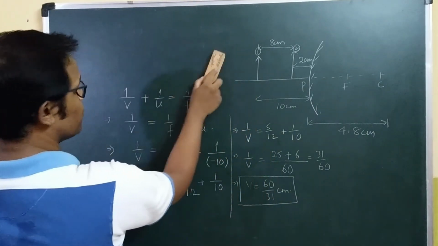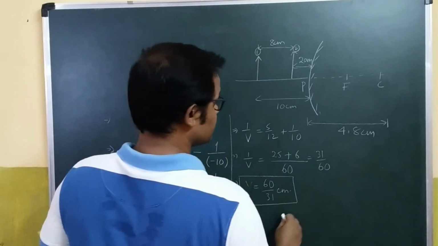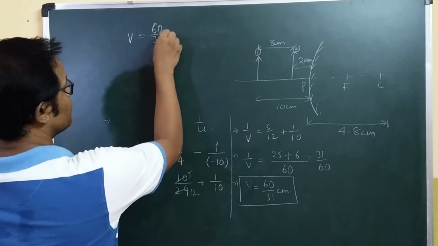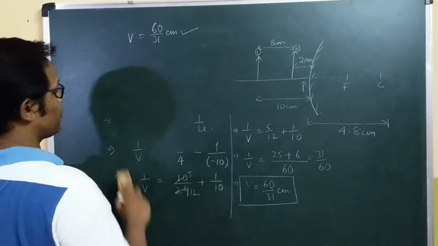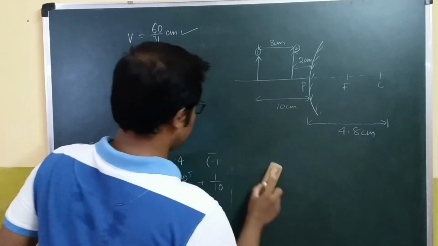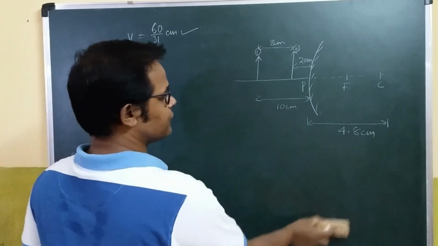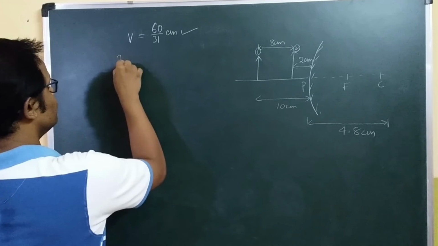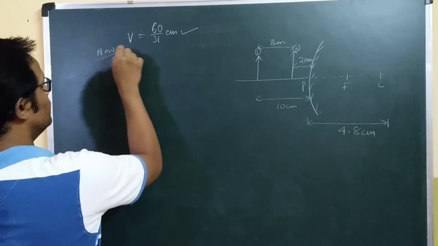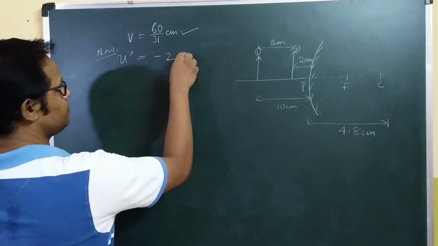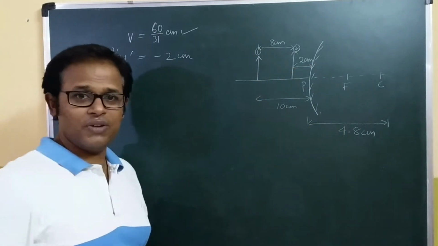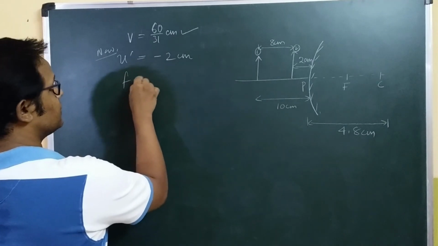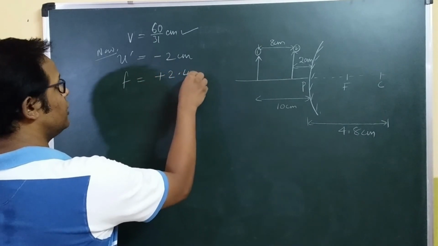I changed this portion, but do note down this answer. The first case answer is 60 by 31 centimeters, because the question is actually asking what would be the shift in the image formation. So for the next case, case 2, you can write U prime is minus 2 centimeters. I hope I'm very clear with that too. Alright, and yes, the focal length is not changing, it's plus 2.4 centimeters.